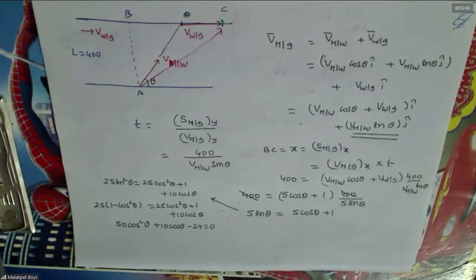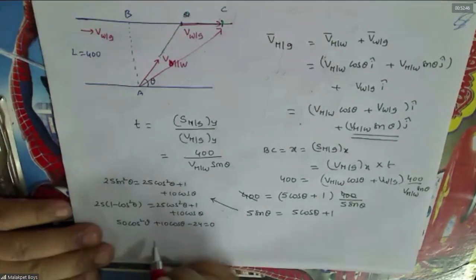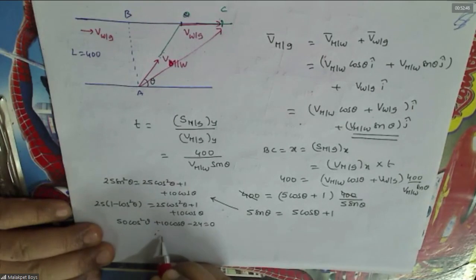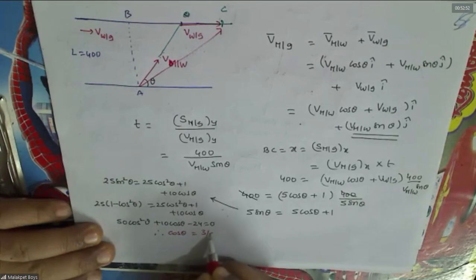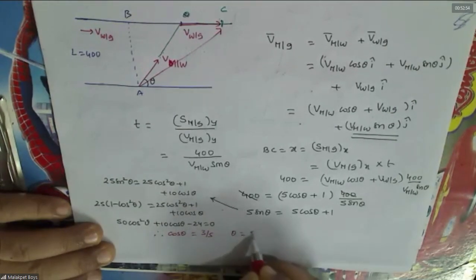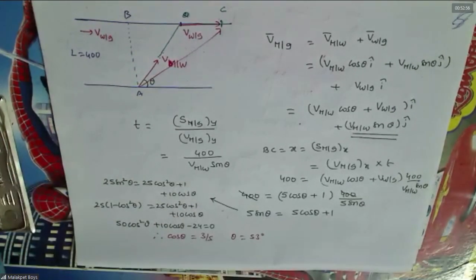Okay, that means minus 4 by 5 is not possible. Minus 4 by 5 means greater than 90 degrees, no? Yes. So what should be cos theta then? 3 by 5. 53. Theta is 53 degrees. Understood this? Understood, sir. Nothing to memorize, man. That is the beauty of the subject.